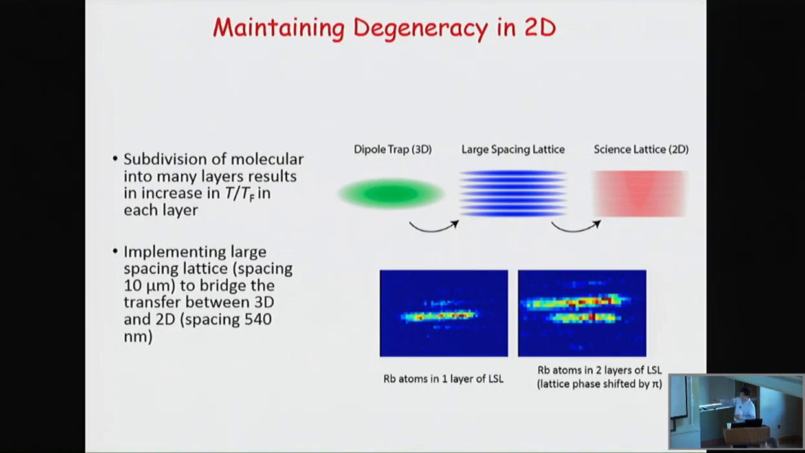So we implemented this large spacing lattice, and as you can see, for rubidium atoms, it's very easy to see. This is one layer of the large spacing lattice, and by moving just the interference phase, you can move this lattice up and down. You can see 2 layers and so on. So you can load all the atoms into a single layer. The same thing can be done with potassium, and then you can do your molecular creation process.